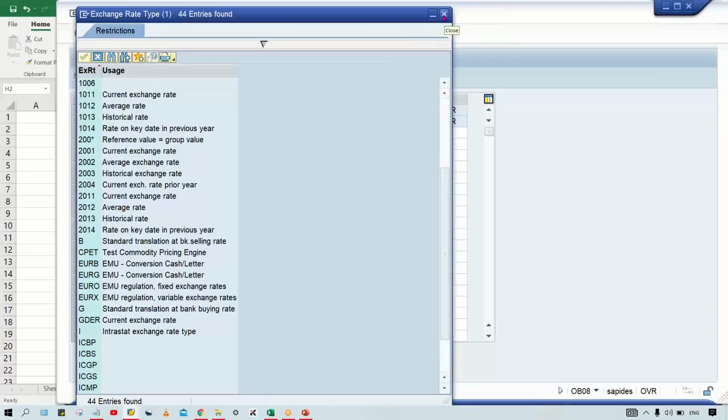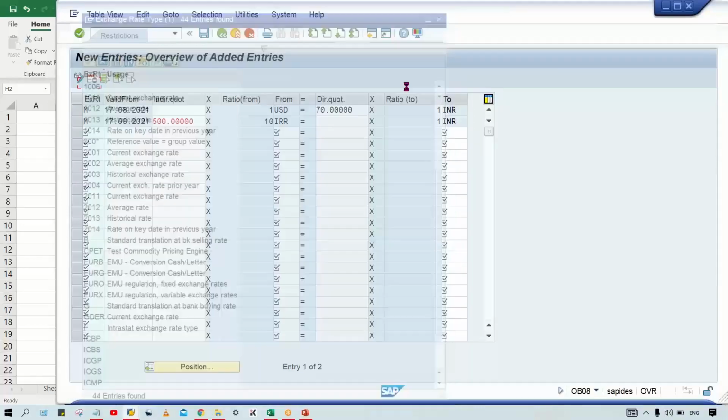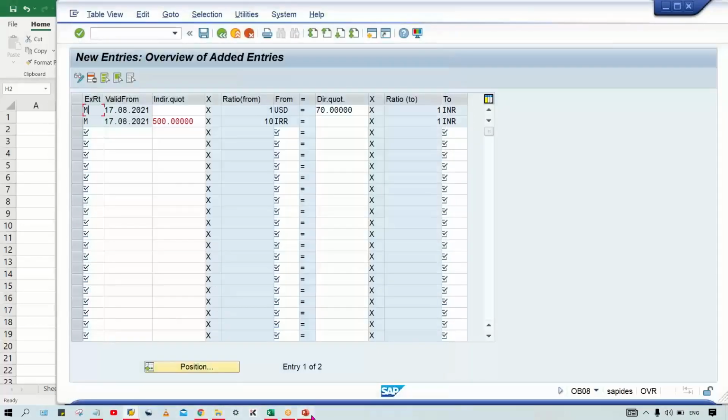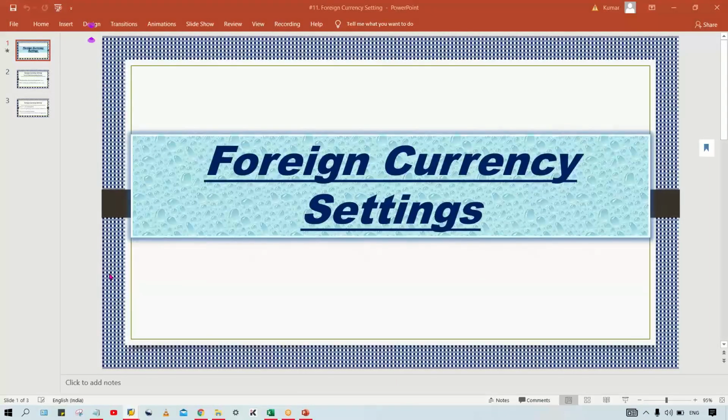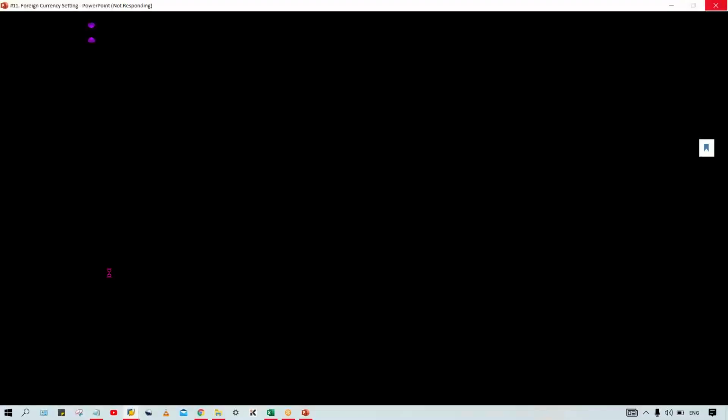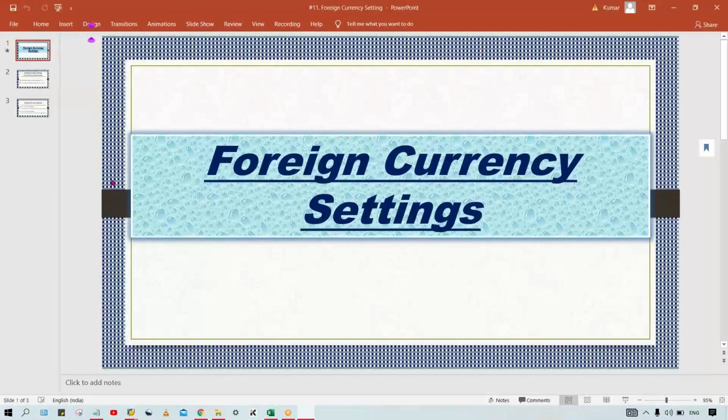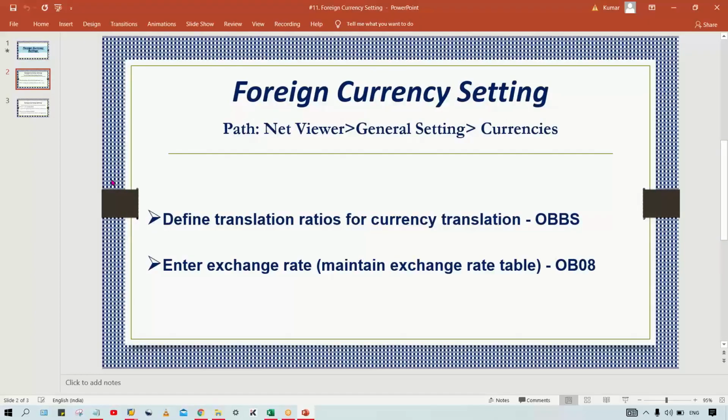It's the selling rate and G is the buying rate. With that, I have another question: do we maintain these rates, or will the client give us this rate? No, you are not required to maintain the rate. Only once we have to maintain the rate, at the time of testing. After that, it is going to be maintained by clients.